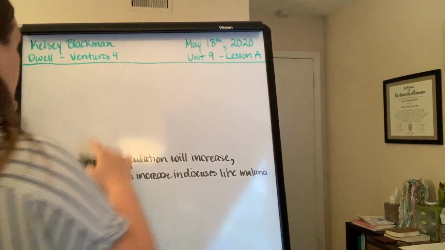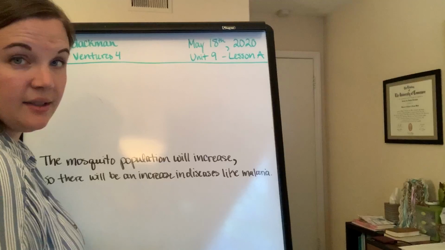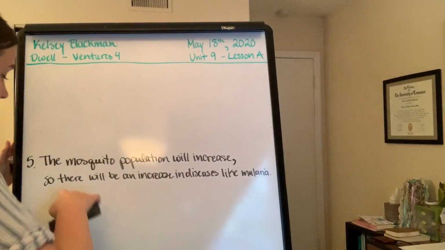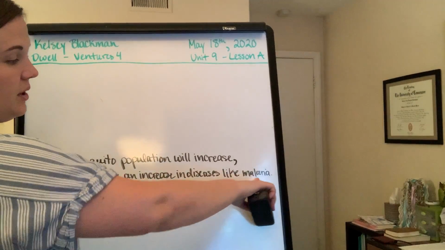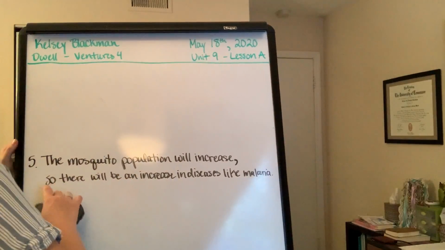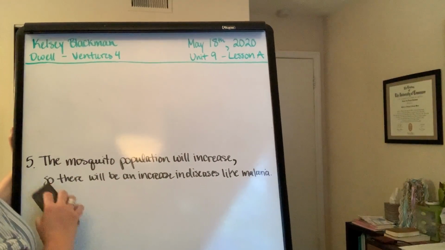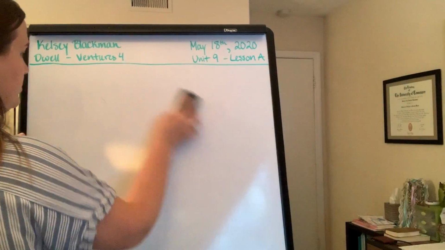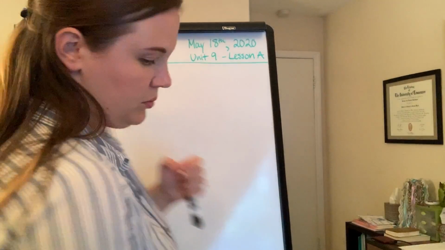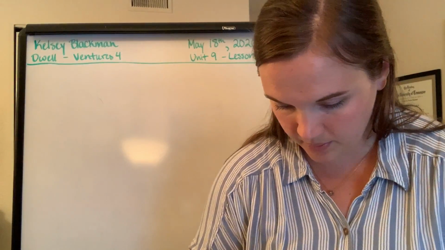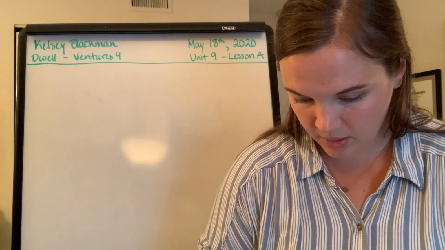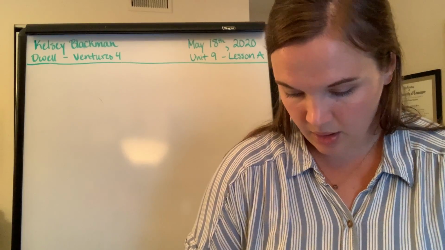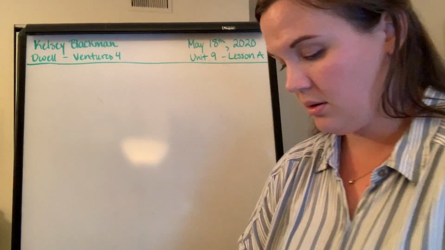Oh, so the mosquito population will increase. That's the cause, but the effect is that there will be an increase in diseases like malaria. And because that's the effect, we use so. All right. Number 6.